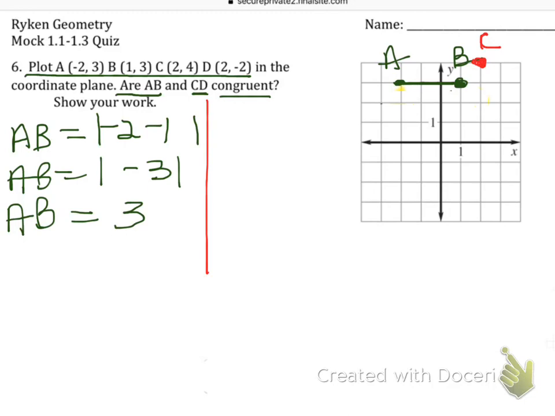So be comfortable doing this procedure. Have in your mind the fact that if you see a vertical, or a horizontal line segment, you may use the absolute value technique to find its length. Okay, we're going to go on to question 7 on the next page.